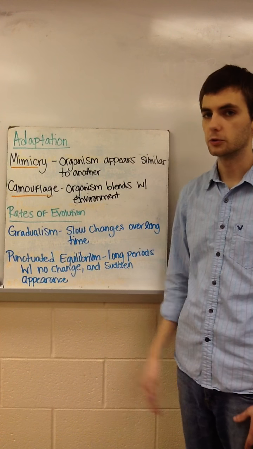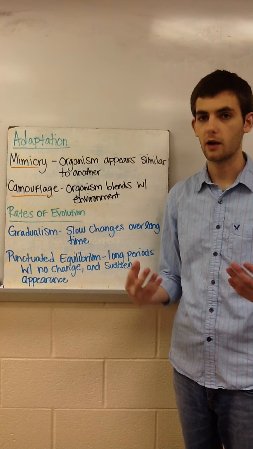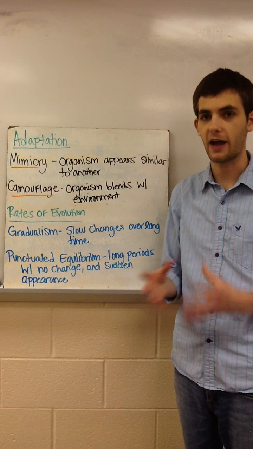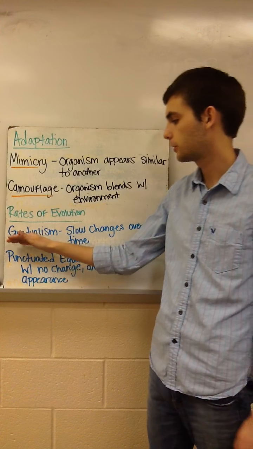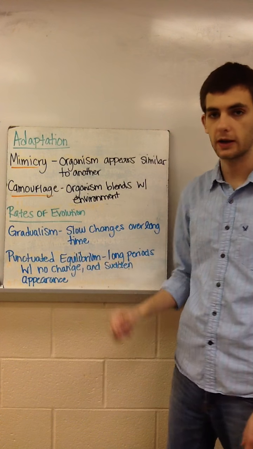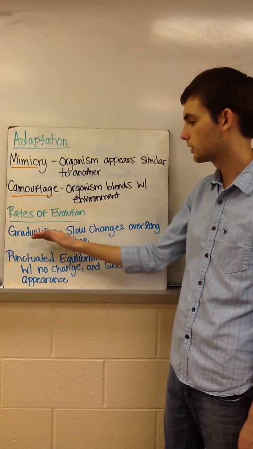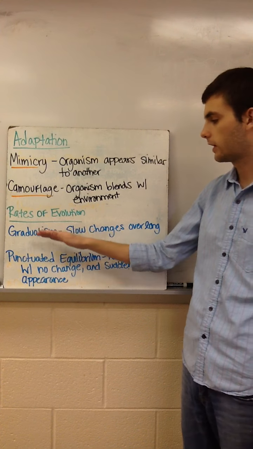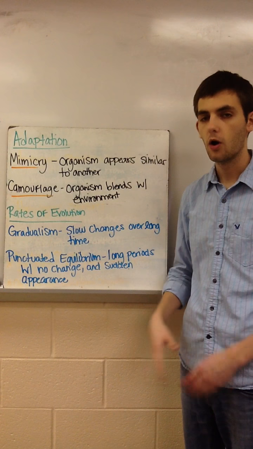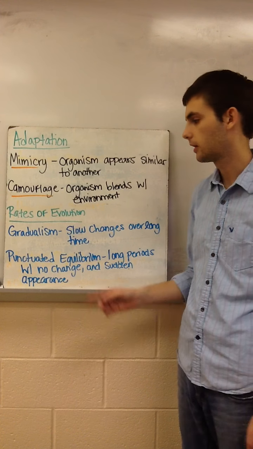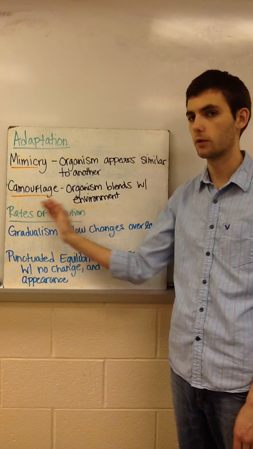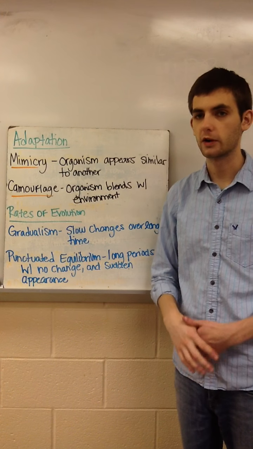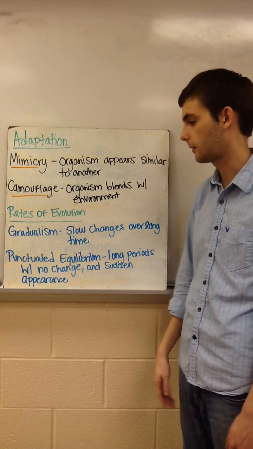When we talk about evolution, there are two types or two rates of evolution, or how fast evolution can occur. And that's going to be gradualism and punctuated equilibrium. Gradualism is when you have slow changes over a long period of time. This is the most common form of evolution. Most organisms are going to change slowly over time.